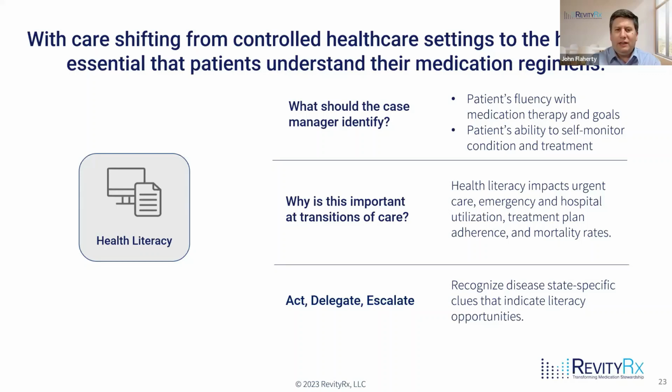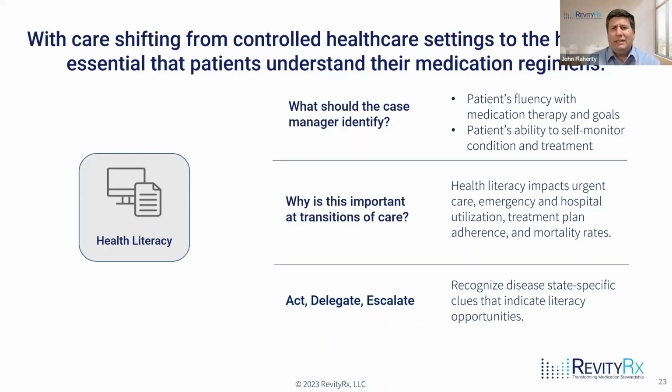And lastly, are the patients even aware of where their medications are coming from? Are they being dispensed from the local pharmacy? Are they coming from a mail order service? Things like that could be clues that the patient may not have adequate fluency with their own care and might require some intervention on the case manager's part to help with that component, whether it's acting or delegating or escalating to another member of the care team.